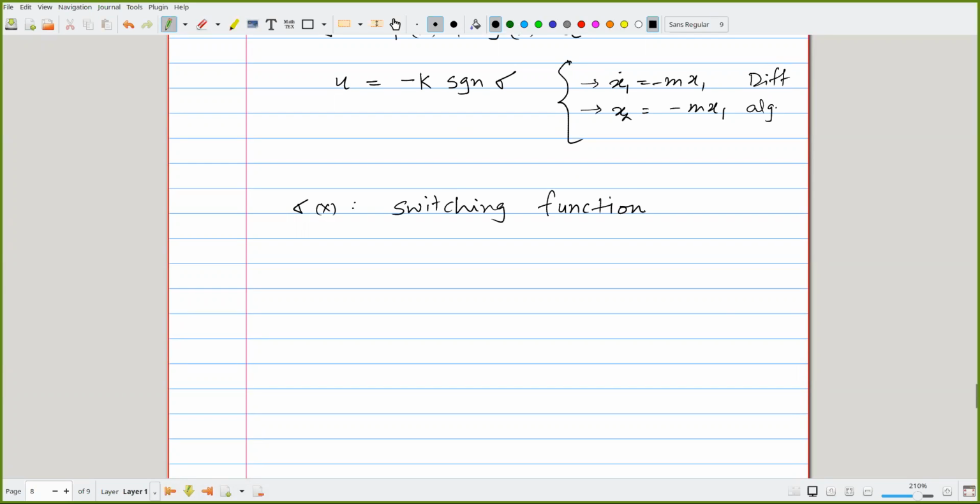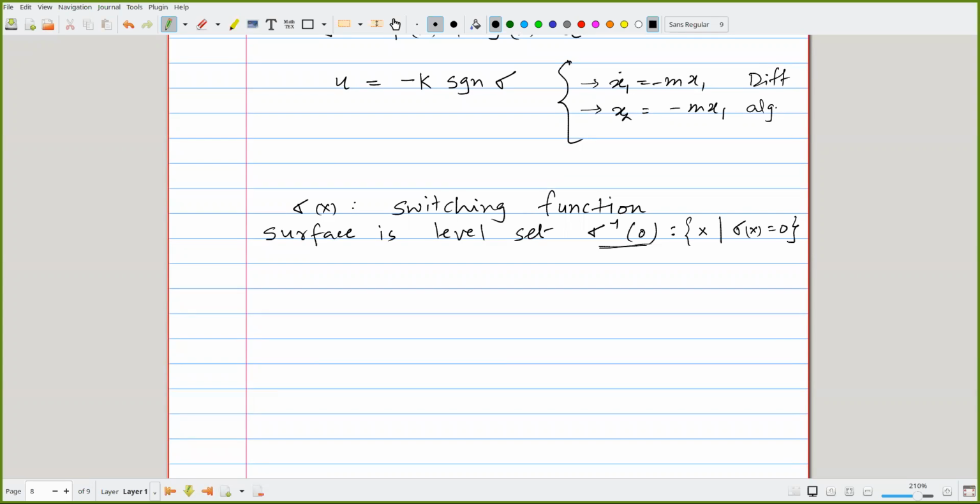Switching function. And what is a surface then? The switching surface is the level set. In geometric mathematics, they are called level sets. I think the notation is sigma inverse of 0. I am not sure about the notation for a level set, but it means the set of all x such that sigma of x is equal to 0. So that is the surface we are taking.